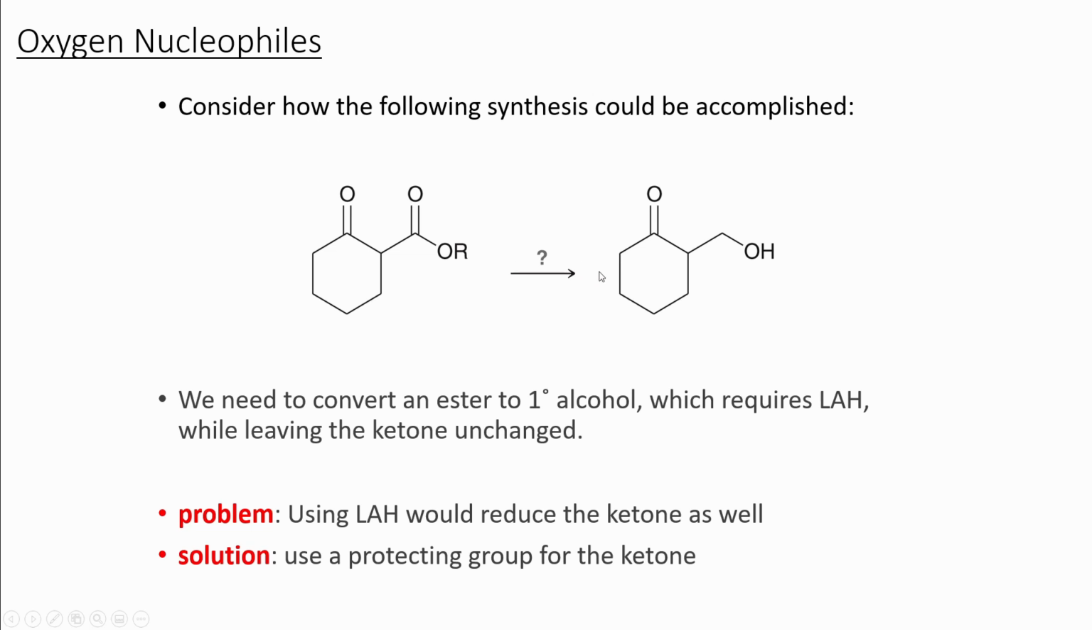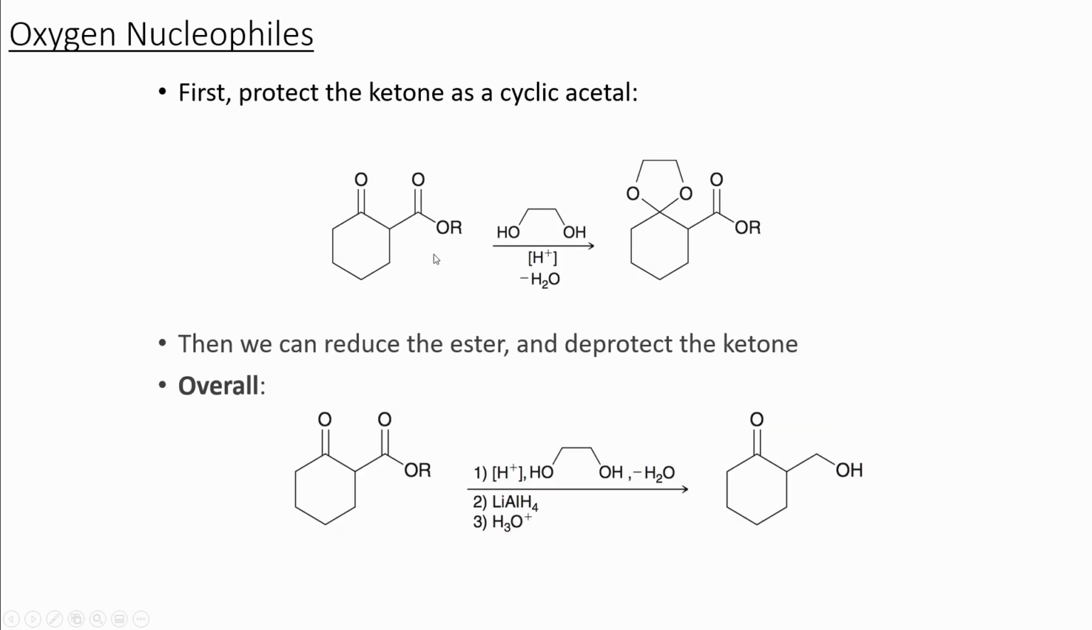So our solution will be to use a protecting group to first protect the ketone, and then we will reduce the ester. So the first reaction, we're going to use our diol and acid, and that will protect the ketone as an acetal. And then we can reduce the ester using lithium aluminum hydride. And then finally, we can remove the protecting group with acid to give back our ketone.